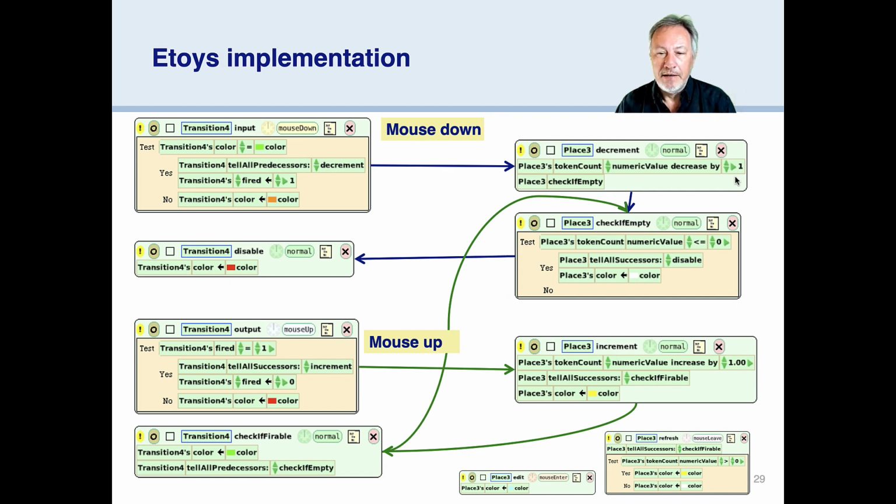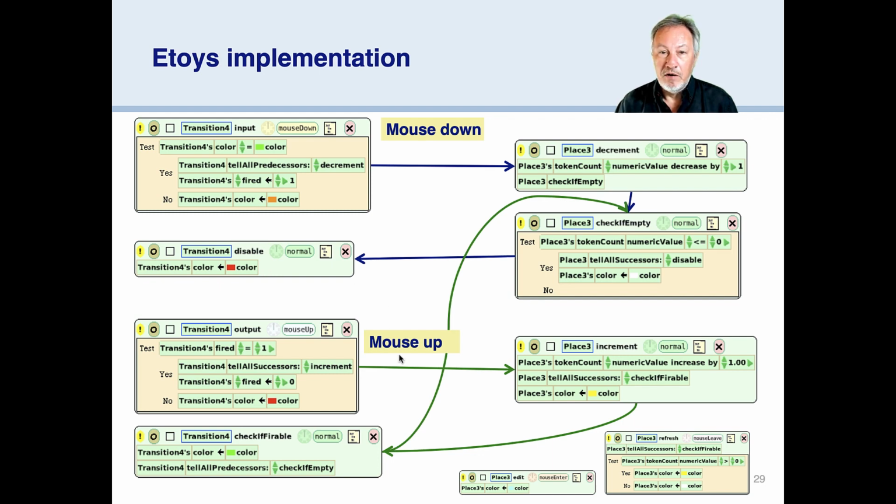And then a place that has been decremented, it's going to check if it's empty. If I check if I'm empty, then I'll change my color to white. So from being a yellow place, it becomes a 0 value and becomes white. So I have some visual feedback. After checking that I'm empty, if I'm empty, then I'll tell all my successors, hey, you're disabled. Because if I'm a place that's empty, any transition that wants me as an input is no longer enabled. So now I tell my successors, these transitions, that they're going to turn red.